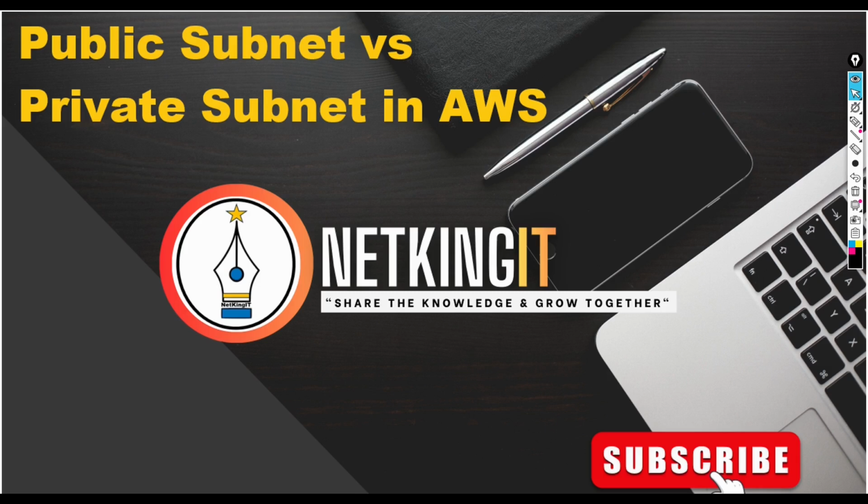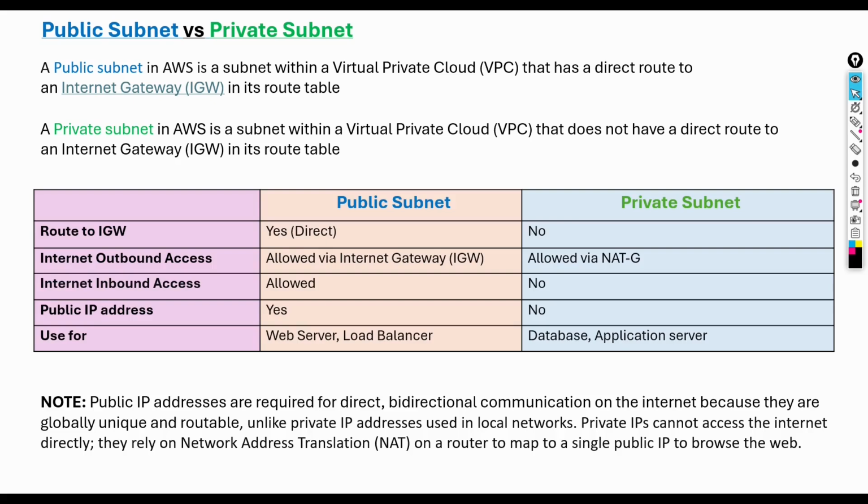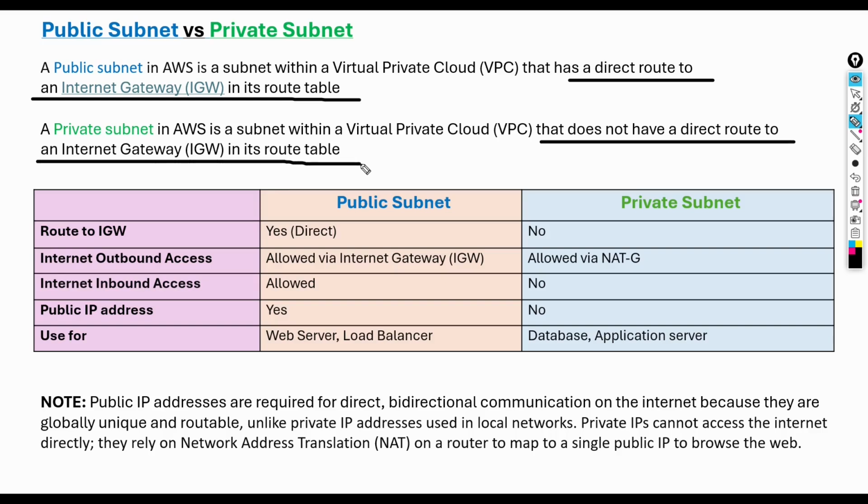In today's video, we are going to discuss public subnet and private subnet. So let's have a look at the definition. A public subnet in AWS has a direct route to an internet gateway in its route table. And a private subnet does not have a direct route to an internet gateway in its route table.